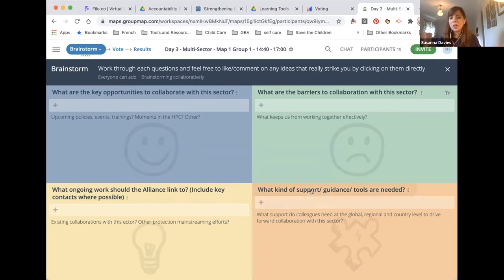And then what kind of support, guidance, tools are needed? What are the gaps that the CPMS working group can help to fill that would help enable you to drive forward collaboration with these sectors in your work? So that's what we'll be doing in just a minute. You will be able to choose your own group.